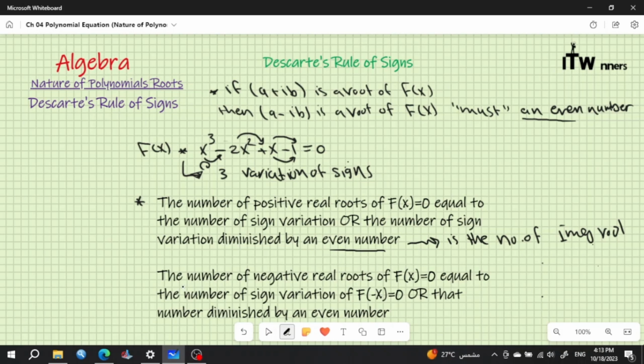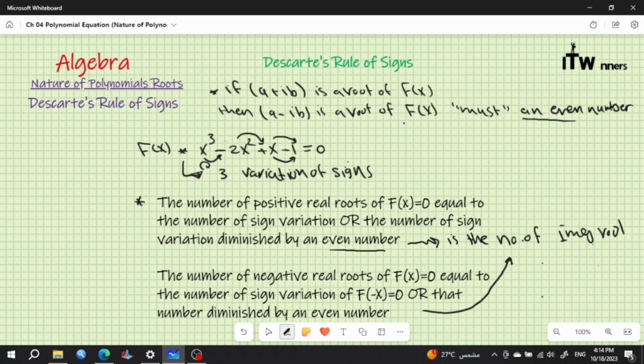Okay, and here the number of negative real roots of f of x equal to 0 equals the number of sign variations of f of negative x equal to 0, or that number diminished by an even number, and this even number is also a number of imaginary roots.